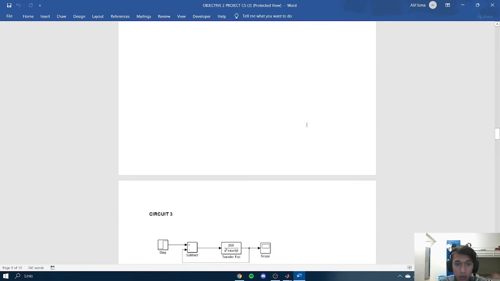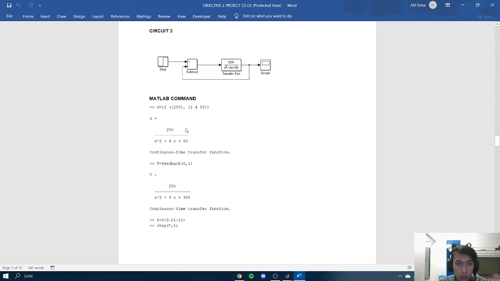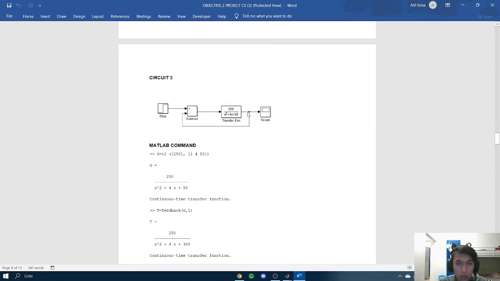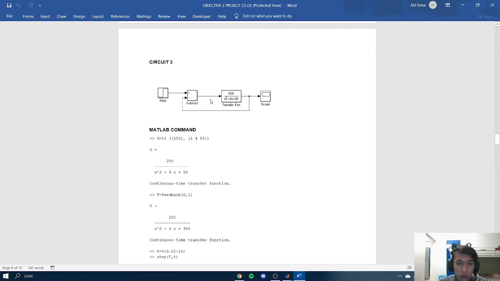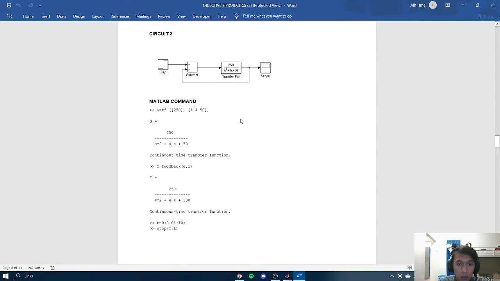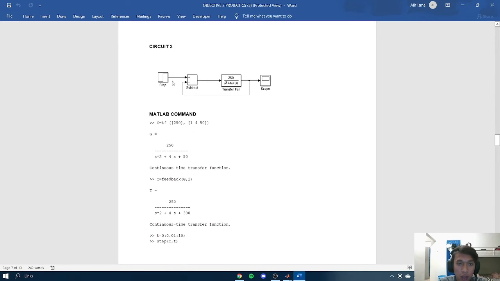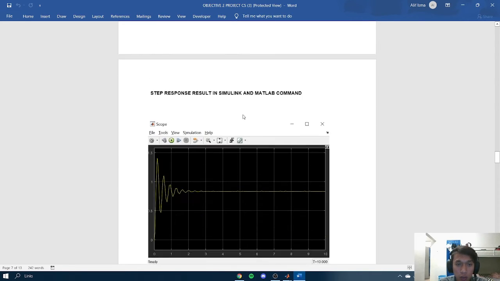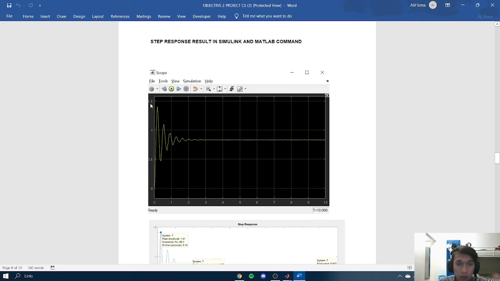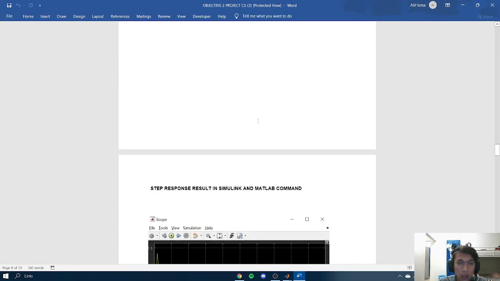Okay, so for the next one, circuit 3, same as step 2, you need to change the transfer function. First, you need to change the numerator to 250, and then the denominator to 1, 4, and 50, just like here. And then if you click run, and then click scope, you will get the step response like this.